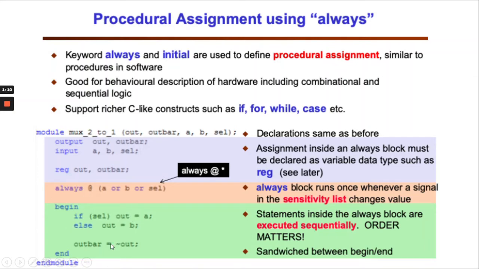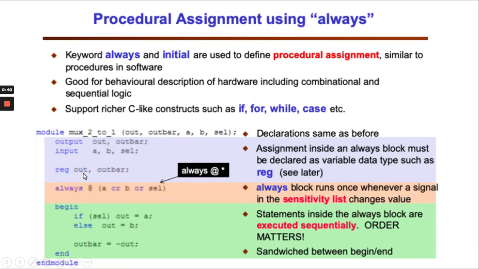So assignment within the always block must be declared as a variable data type such as register. If you want to have a variable inside the always condition, it has to be a register. For example here, out and out bar, the outputs, right? They have to be a register type, which is where you declare it as reg. And then statements inside the always block are executed sequentially.